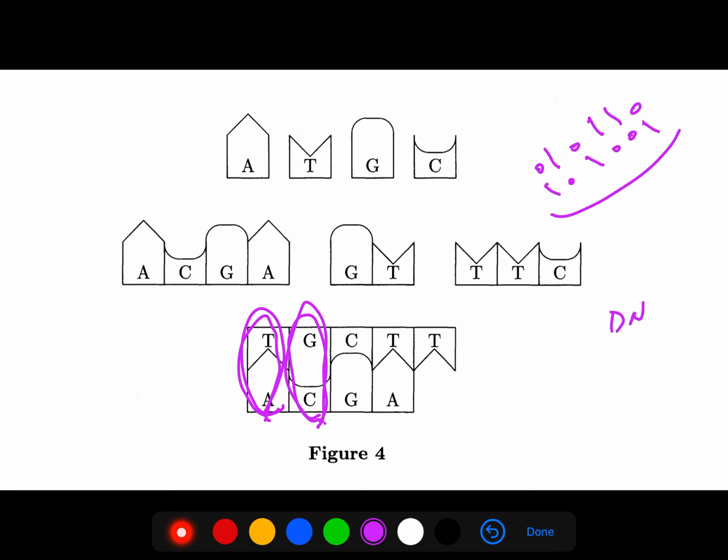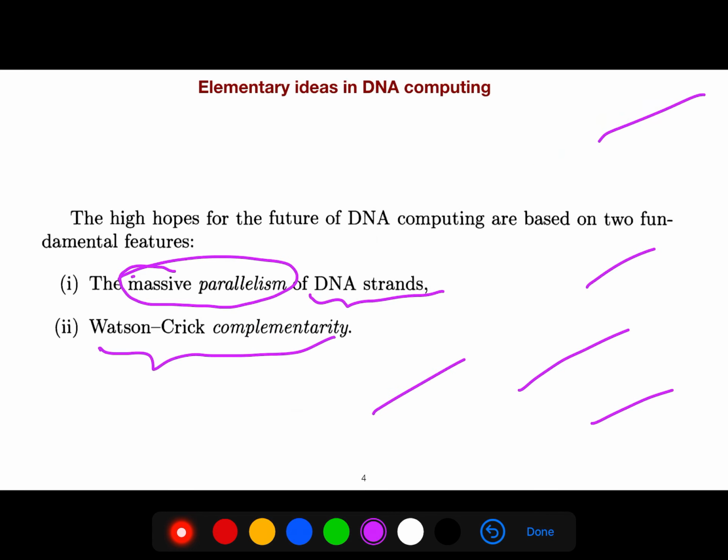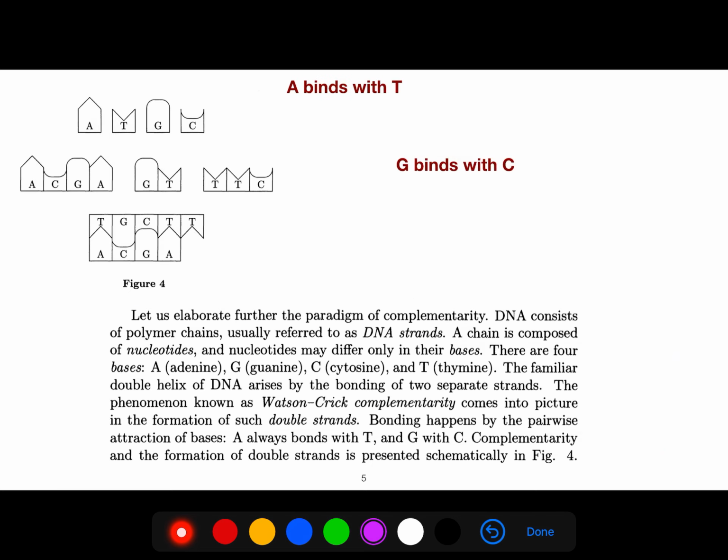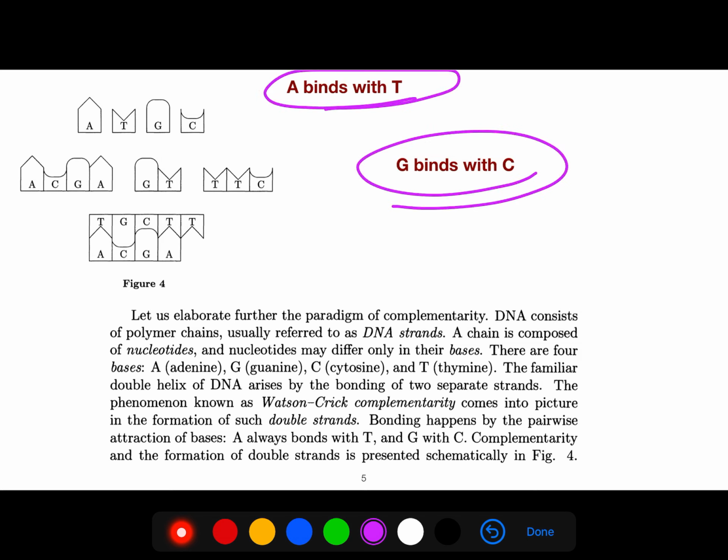You know, from DNA, your body creates RNA, and from this, it creates protein. And so everything that is happening inside your body is computation. And so A binds with T, G binds with C. This is very important in all of the algorithms that will be developed.